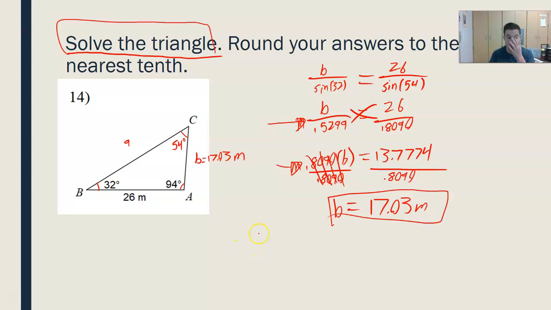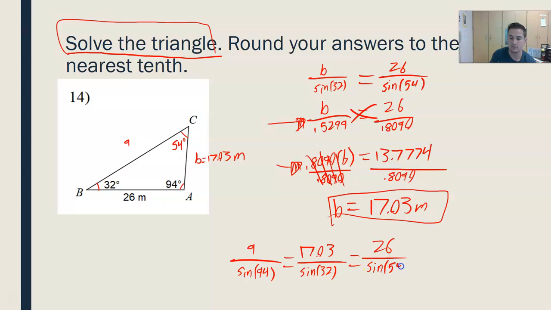And then I can go on. Again, I'll set this up so you can see it. My law of sines relationship now looks like this. A over the sine of 94 is equal to 17.03 over the sine of 32 equals 26 over the sine of 54. So now notice there's two different problems you could set up to solve for A. You could have A over the sine of 94 equals 17.03 over the sine of 32. Or you could have A over the sine of 94 is equal to 26 over the sine of 54. Guess what? You'll get the same answer either way.